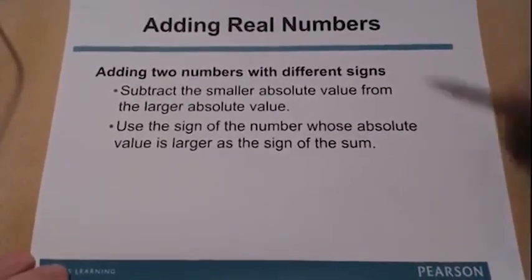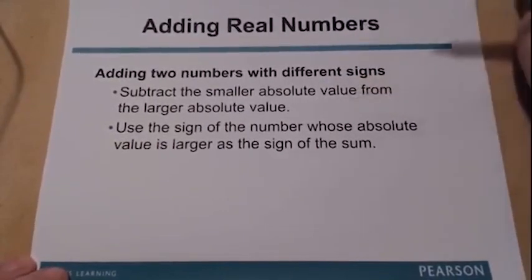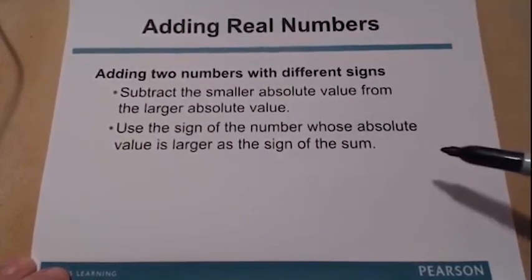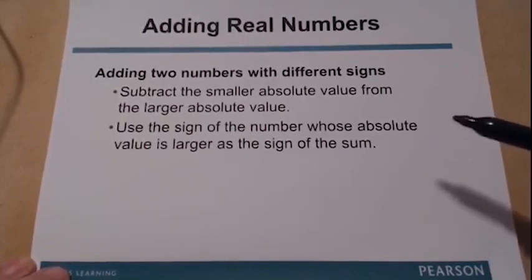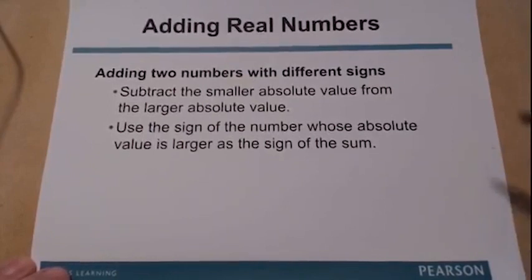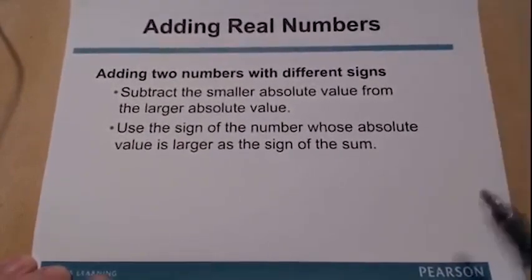Now, if we're adding two numbers with different signs, we still take the absolute values, but this time we subtract them. And then whatever sign comes from the number that had the largest absolute value is the sign of our answer.